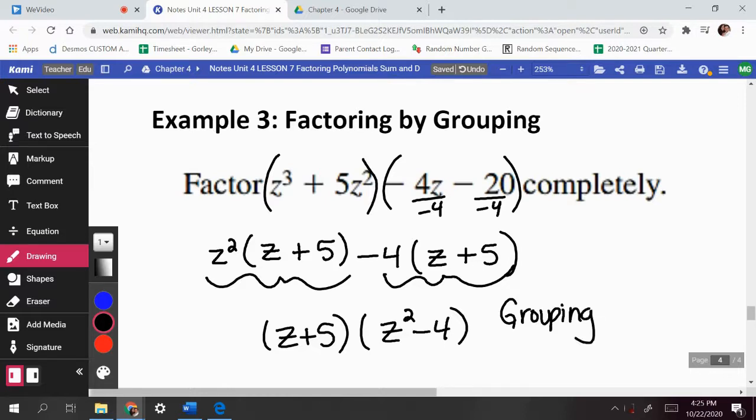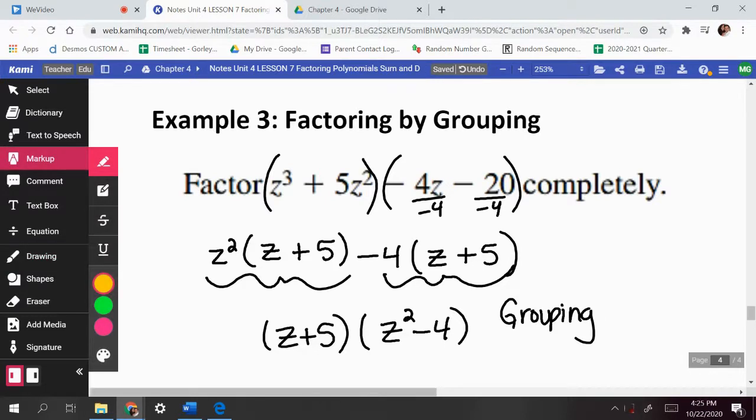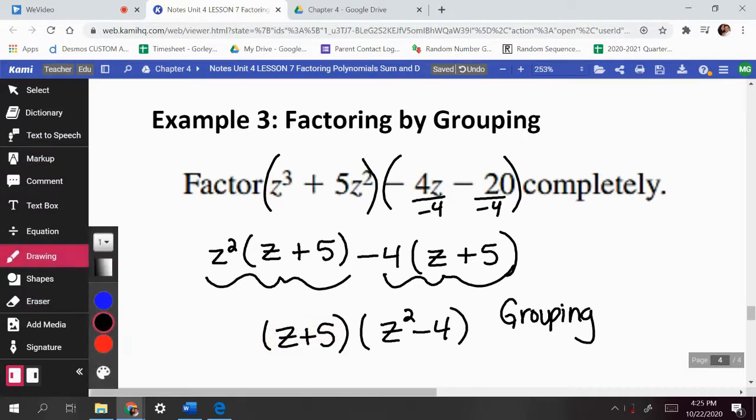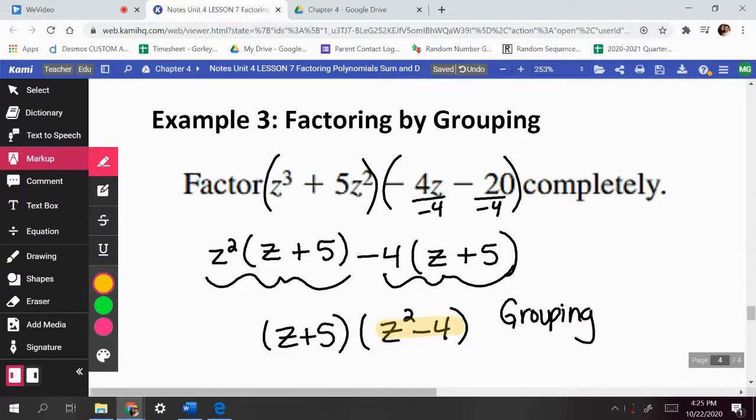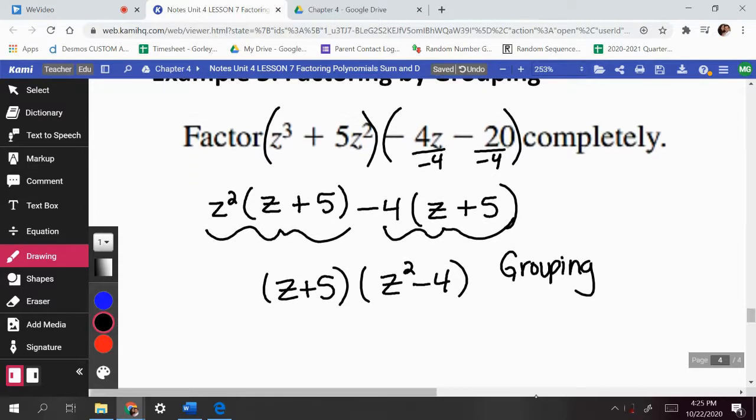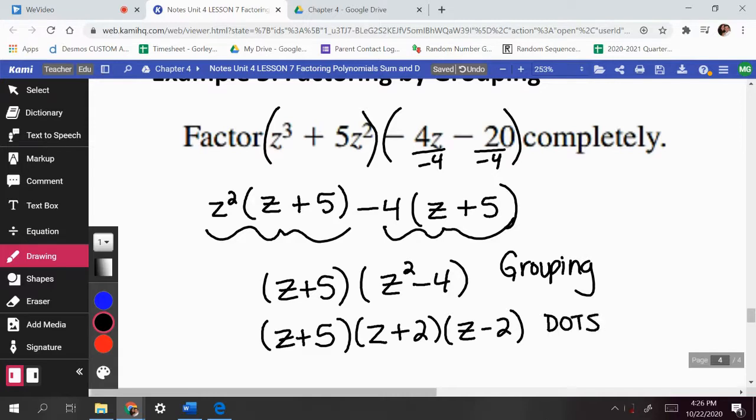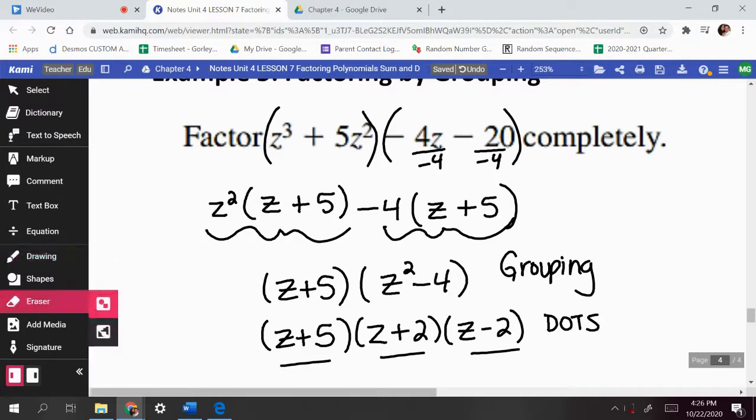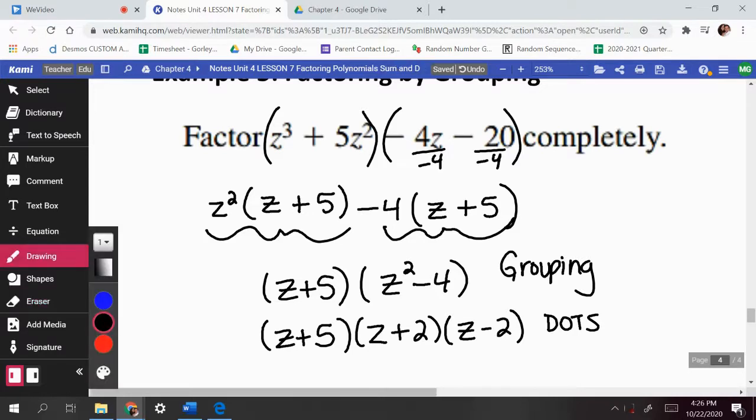But remember, we still have to look inside each parenthesis and see if I can factor further. Can I factor z plus 5 further? No. Can I factor z squared minus 4 further? Absolutely. That's a difference of 2 squares. Okay, so I'm going to leave the z plus 5 alone, but I'm going to factor the z squared minus 4. Right? We're going to do a plus b, a minus b. So we're going to do z plus 2, z minus 2. Okay, and that was difference of 2 squares. If you look in each one of these parentheses, it cannot be factored any further.